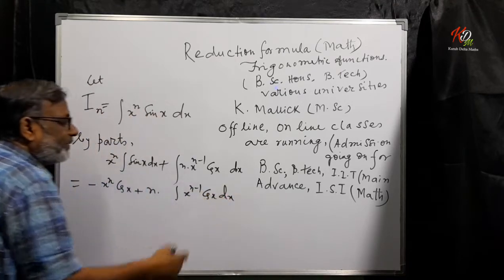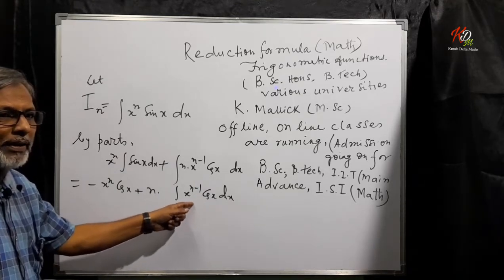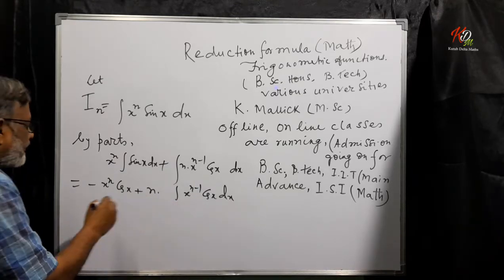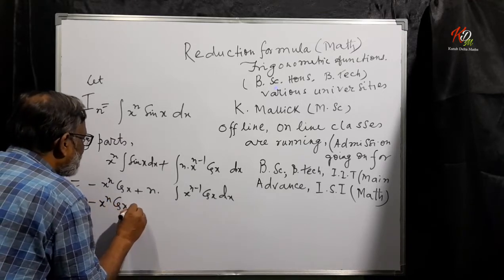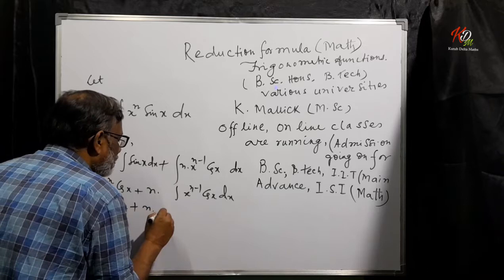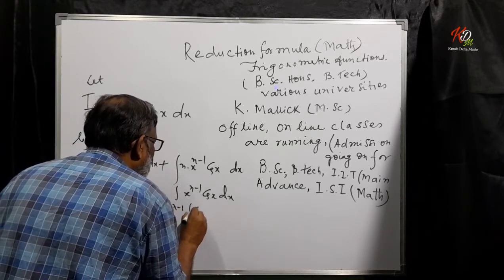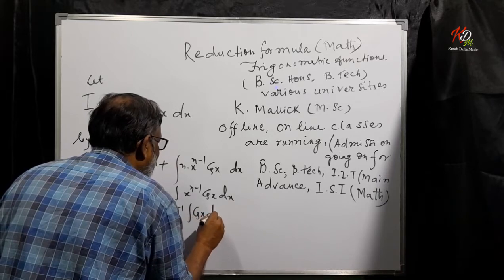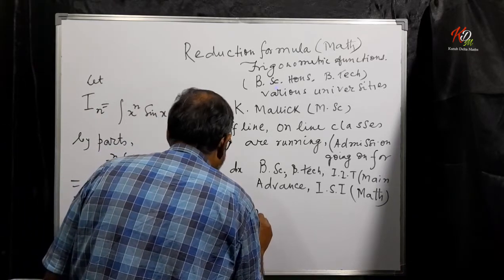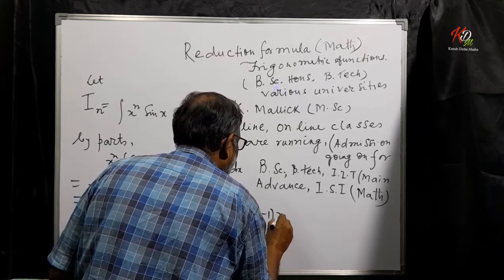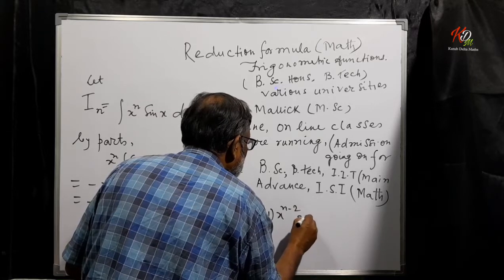Again, second time, by the UV rule and integrating by parts, we have minus x to the power n cos x plus n times [x to the power n minus 1 sin x minus n minus 1 integral of x to the power n minus 2 sin x dx].